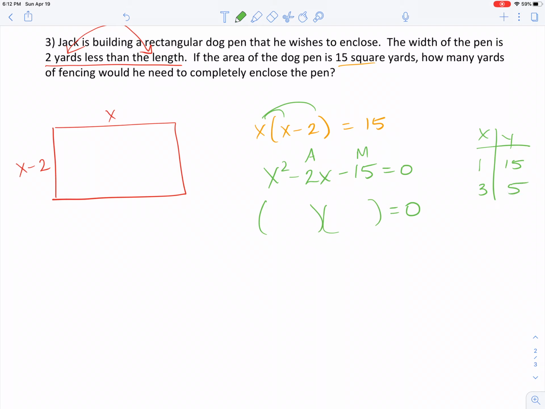It's negative 15, so one column is going to be negative. Since it has to add to a negative 2, I'm going to make the bigger number negative, and it's x minus 5 and x plus 3. Didn't matter if I put the plus 3 first. I don't know why I reversed it. Set both factors equal to 0. Solve both the equations.